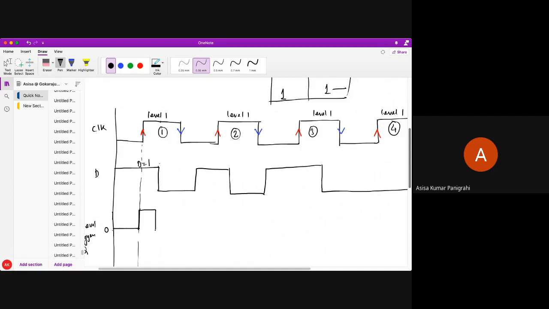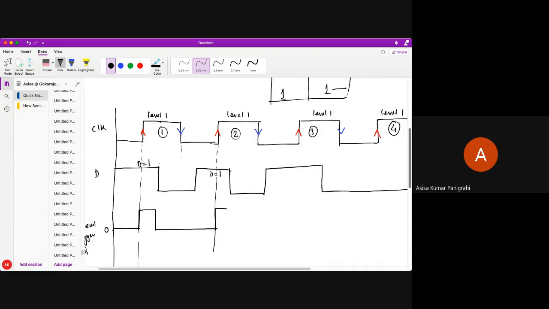D equal to 0 means Q(n+1) is also 0. And here, up to this level 1, it has Q(n+1) as 0. But after that, any change in level? No. Then it will continue up to the next level 1. So here I got the next level 1. What is D at that time? D equal to 1. D equal to 1 means it is going to change.